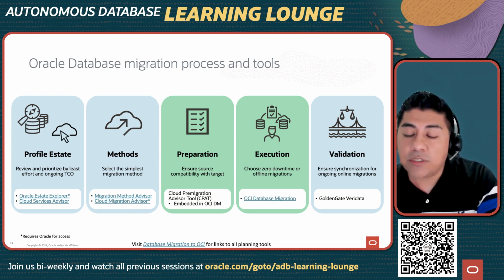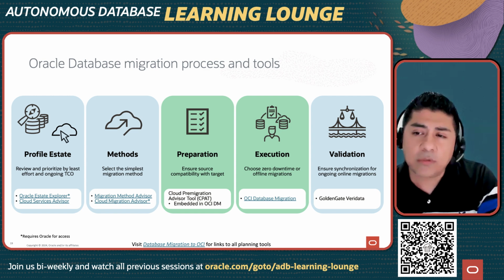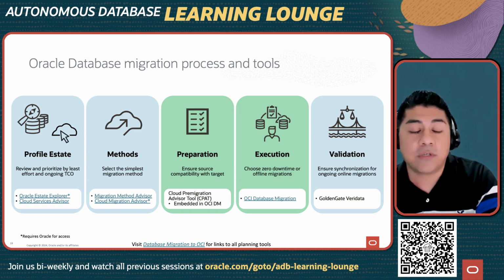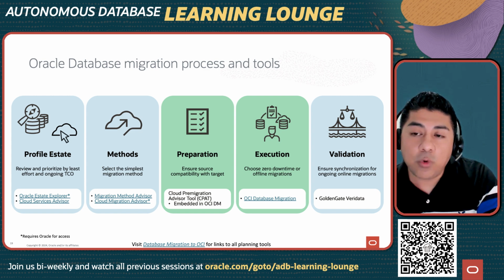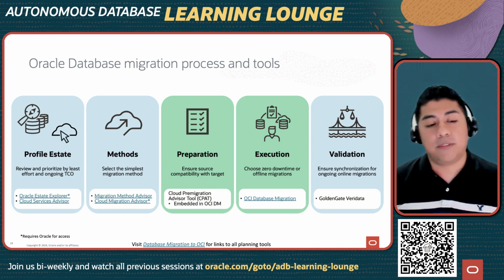When the migration is completed, there are other tools like Veridata, GoldenGate. This is used for the validation. This is going to do a byte by byte validation on the migration that you have just completed. The blue boxes are outside of the product. I just want to highlight that. And we are going to discuss more about the green boxes.